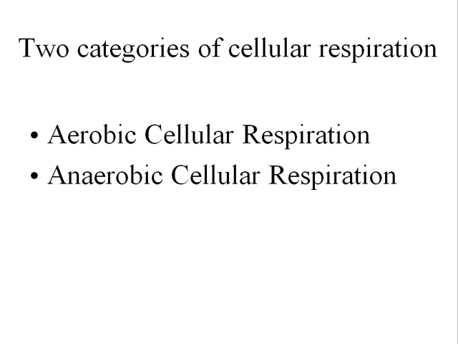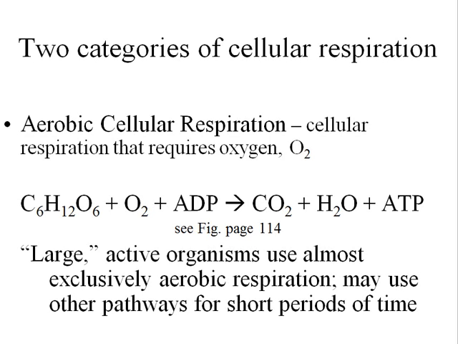There are two main categories of cellular respiration: aerobic cellular respiration, often shortened to just aerobic respiration, and the second type is anaerobic respiration, which includes two different types of fermentation. Most of the organisms that you're familiar with use aerobic respiration. It's called aerobic because it requires oxygen gas. In terms of the amount of usable energy captured per molecule of glucose used, this is by far the most efficient form of cellular respiration.